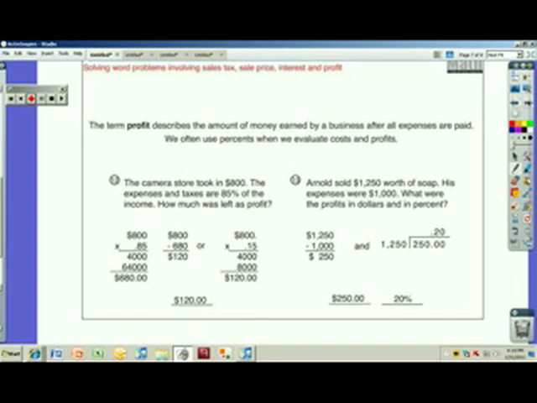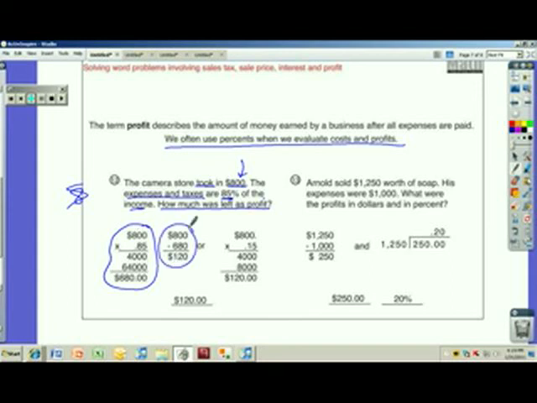So at the camera store, we often use percents when we evaluate costs and profits. Cost is how much something costs, and then profit is how much you make. The camera store took in $800. That's how much money people spent at the store. The expenses and taxes are 85% of the income. This is the income, the money that comes in to the store. How much was left is profit. So if the expenses and taxes are 85%, well, they have it down here, you can figure out that $680 is what their expenses were. Take that off the $800, and that leaves them with $120 left.